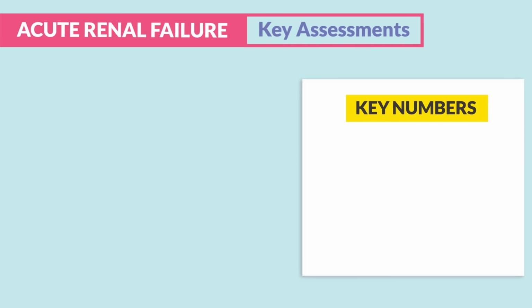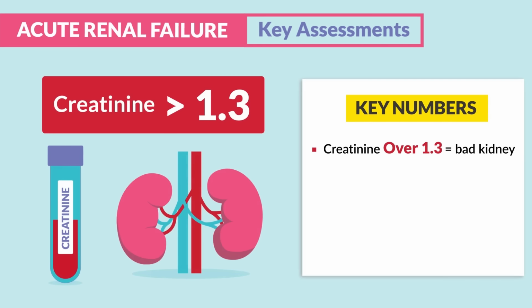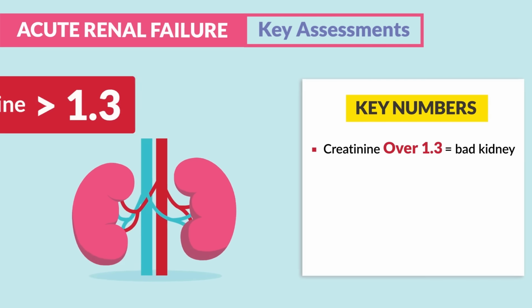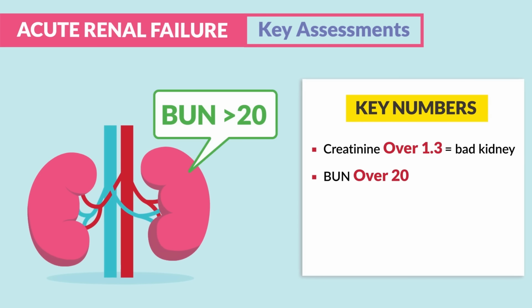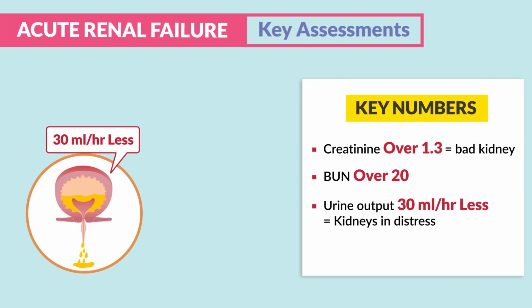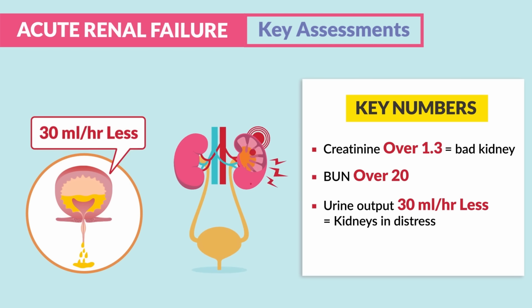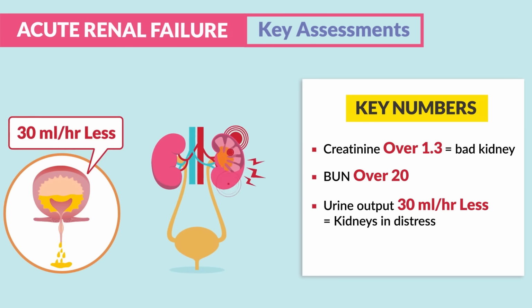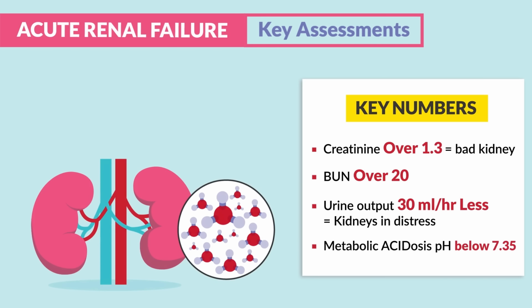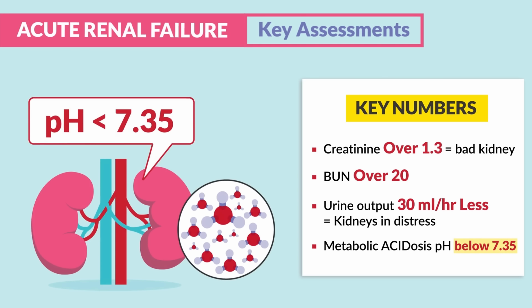So the key numbers to know is creatinine over 1.3 is bad kidney, BUN over 20 is very bad, urine output 30 mLs per hour or less means the kidneys are in distress, and metabolic acidosis is pH below 7.35. This is typically due to the retention of all those hydrogen ions, which pushes the body into an acidotic state.